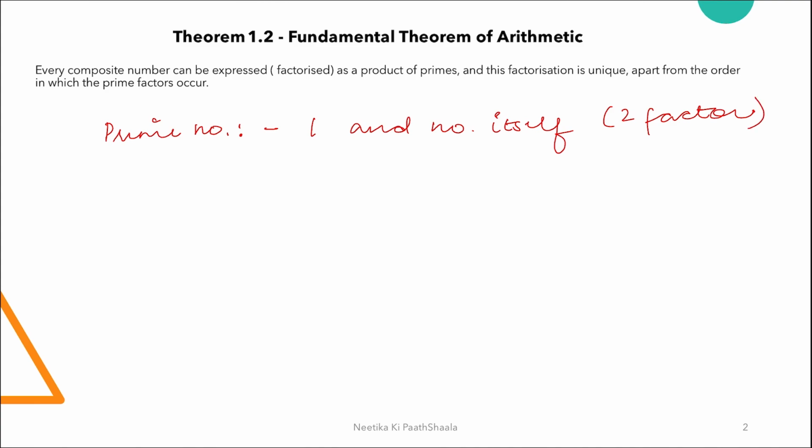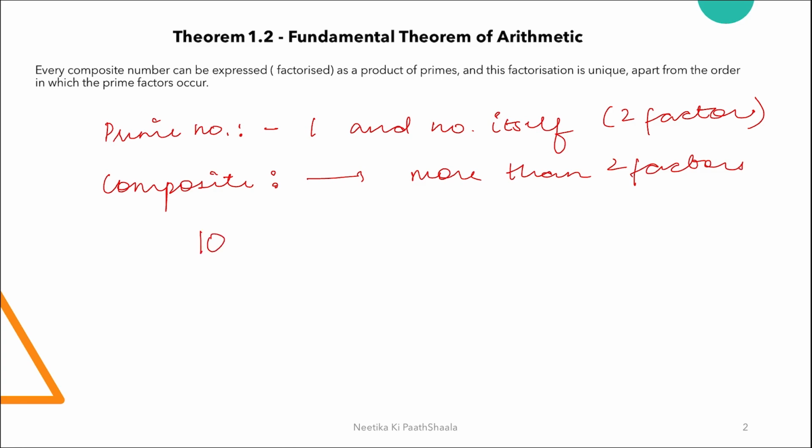Now, what are composite numbers? So composite numbers are those numbers which have more than two factors. Okay, these are completely opposite to prime numbers. अगर हम example लें, let's take 10. तो 10 के अगर हम factors निकालें, तो इसके factors निकलते हैं 2 and 5, and of course 1. So it has more than two factors. That means it is a composite number.